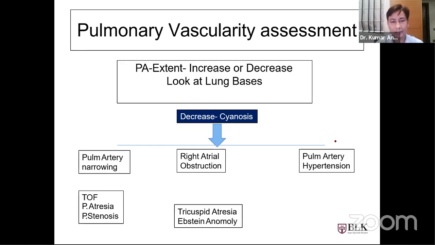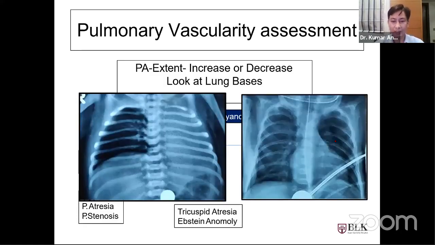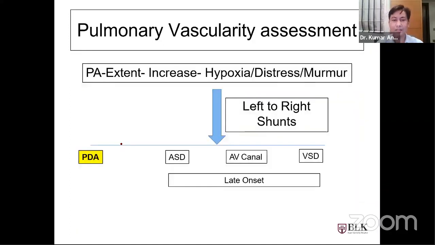Most of the time, the less prominent vasculature, oligemia, can present with cyanosis. It is because of pulmonary artery narrowing, like in cases of TOF, pulmonary atresia, pulmonary stenosis, or sometimes because of right atrial obstructions, tricuspid atresia and Ebstein anomaly, and more commonly in cases of late preterm and term infants with pulmonary artery hypertension, you will find an oligemic lung. So the pulmonary vasculature can present with oligemic lung, like in this case, this was a case of pulmonary artery stenosis. And sometimes because of severe PAH and PPHN, which would also lead to oligemic lung. And sometimes overflow and pulmonary plethora can lead to cardiac failure.